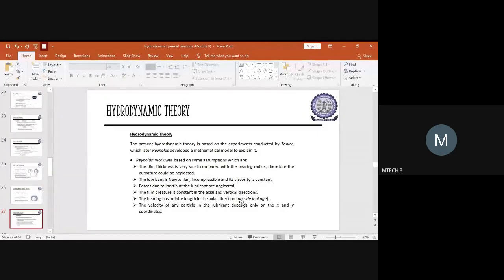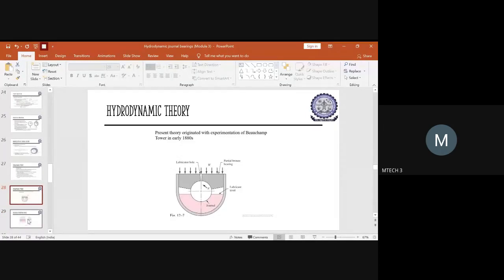So these were the set of assumptions made by Reynolds in order to derive the Reynolds equation to map with the experimental data which was conducted by Mr. Tower. It's not like he invented some new thing. No, the experimental approach was there already. So he just wanted to validate the experimental approach with hydrodynamic theory, and hence he derived a mathematical model. For that, the equation he concluded is given as the Reynolds equation. So this is about the concept of hydrodynamic theory.